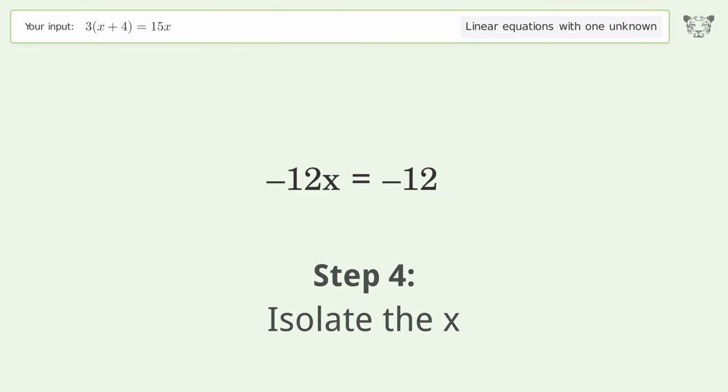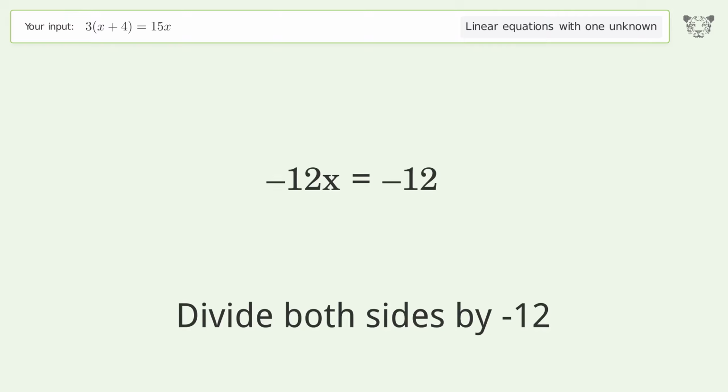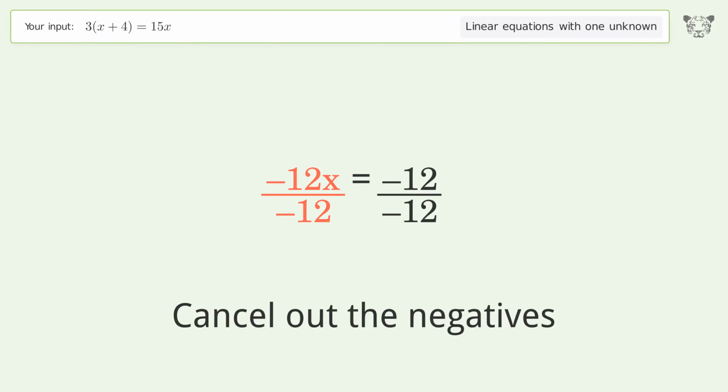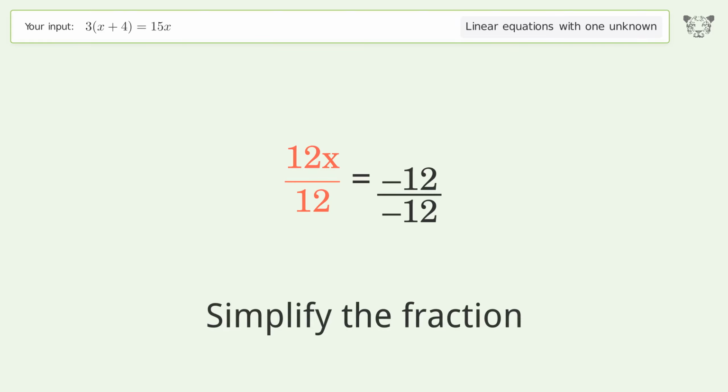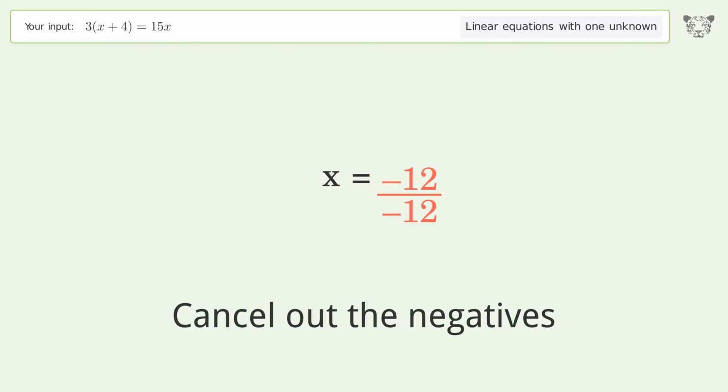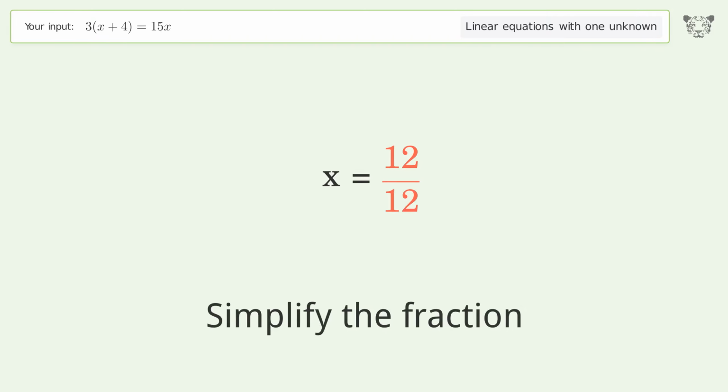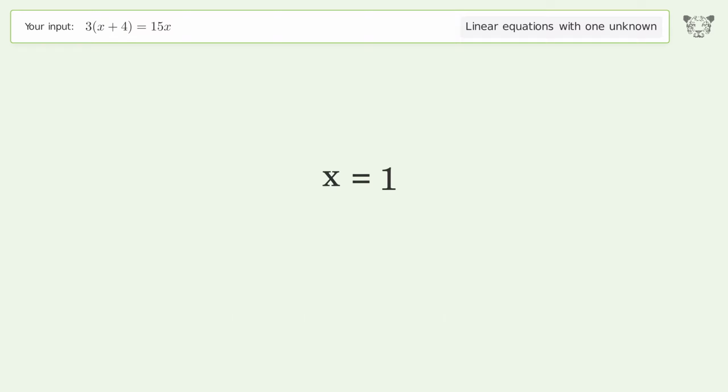Isolate the x. Divide both sides by -12. Cancel out the negatives. Simplify the fraction. Cancel out the negatives. Simplify the fraction. And so the final result is x equals 1.